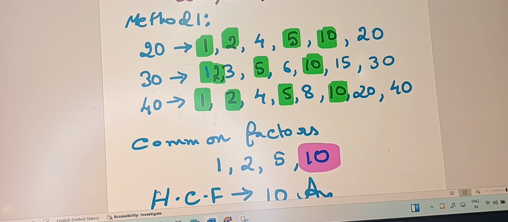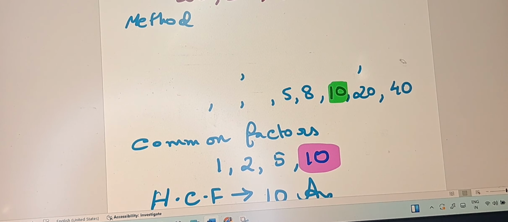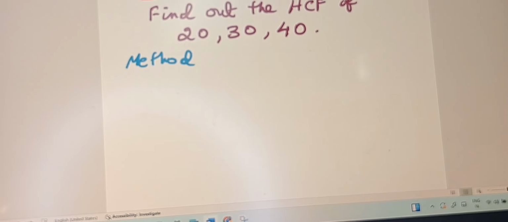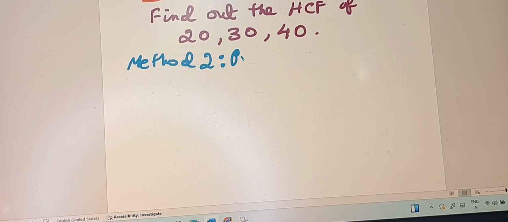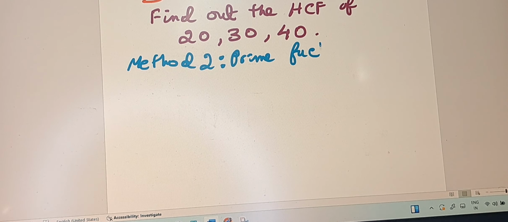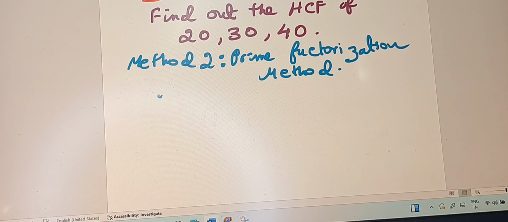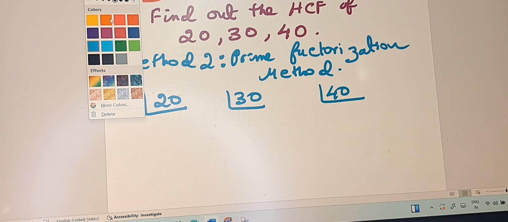Now let us move to the next method, that is prime factorization method. This is also very easy. Since we have learned how to find out the prime numbers, and you know what composite numbers are, this method is also very interesting and very easy to find out the H.C.F. This is called prime factorization method. Now students, you need to find out the prime factors.